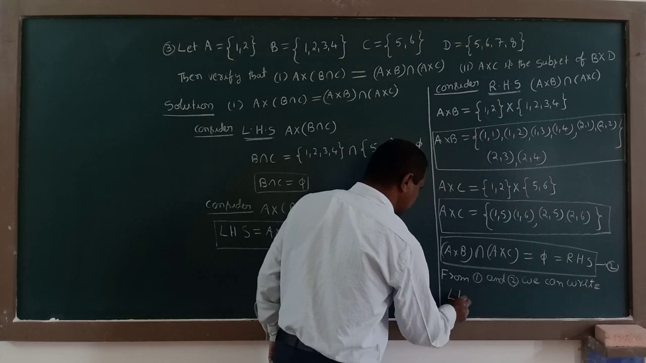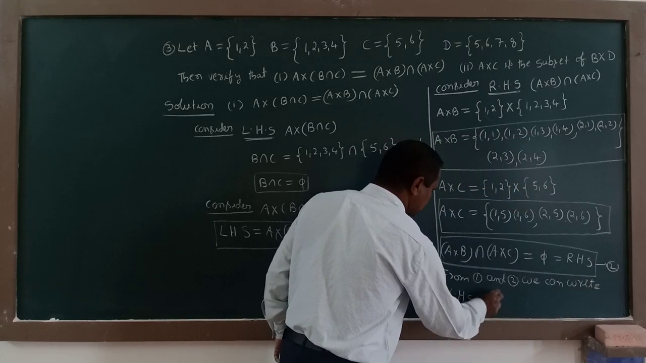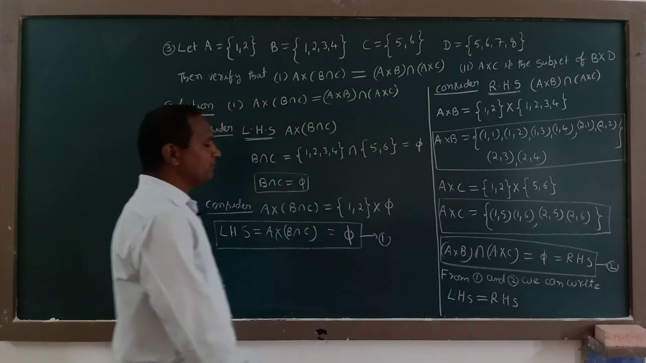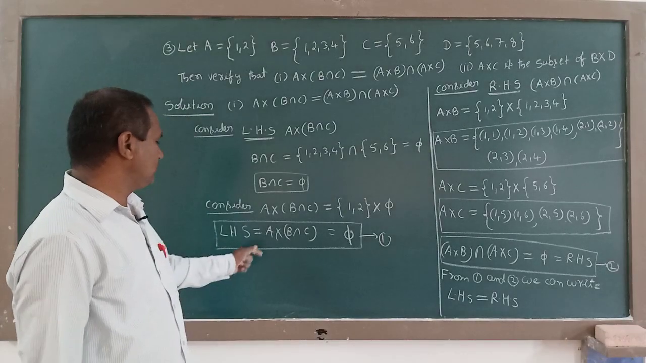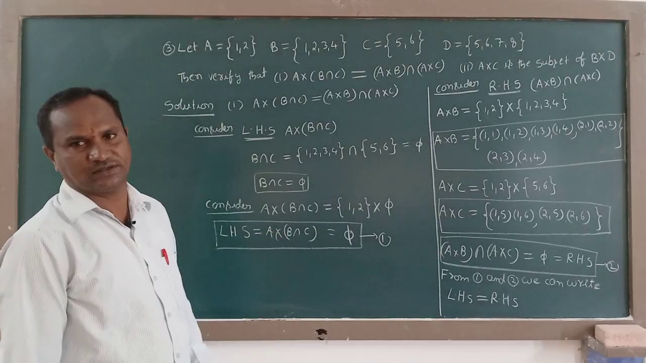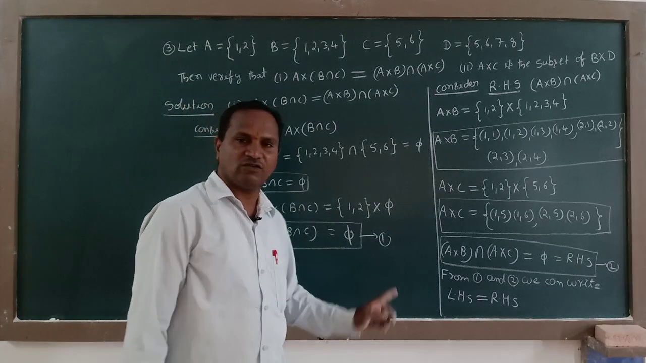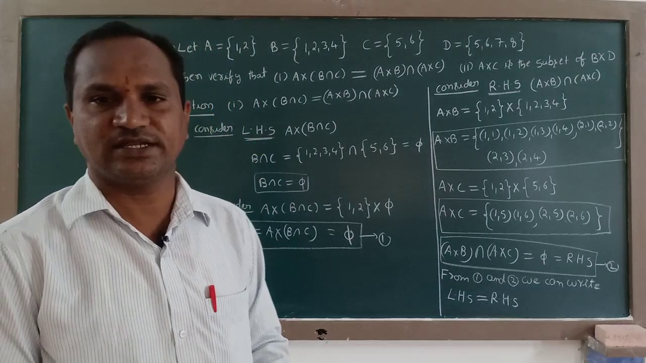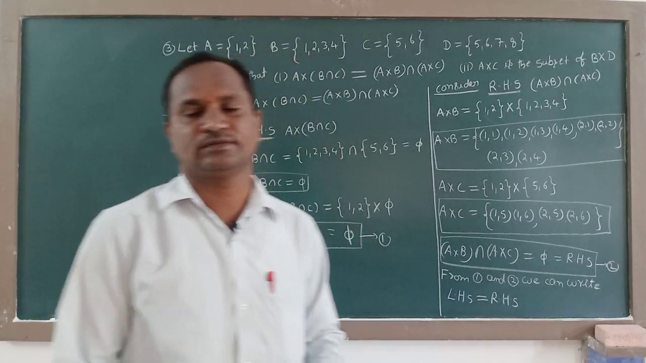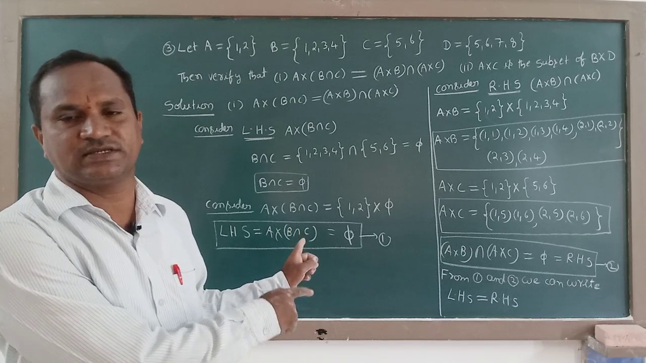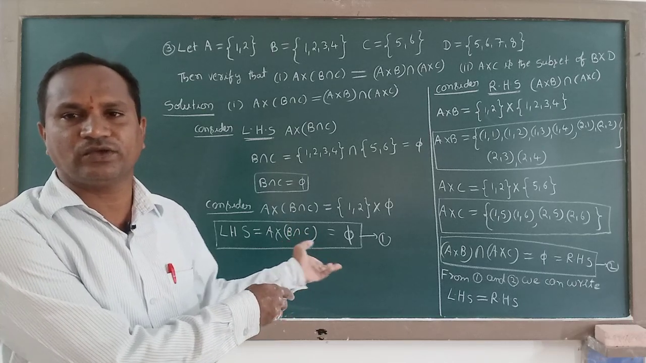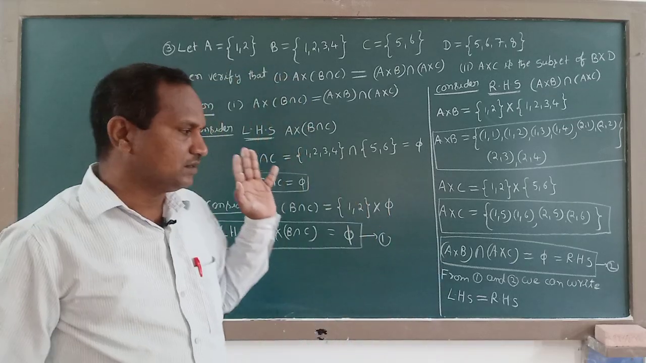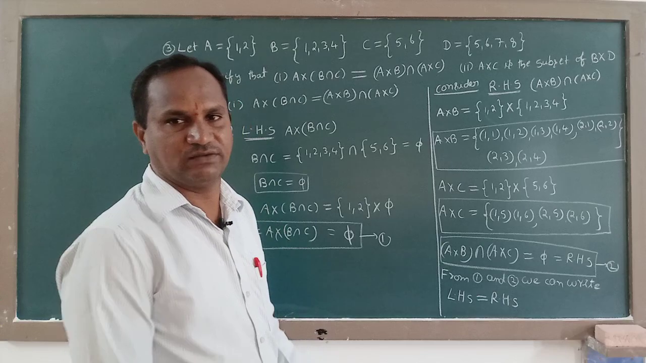LHS is equal to RHS. Therefore, A cross (B intersection C) is equal to (A cross B) intersection (A cross C). The LHS is A cross (B intersection C), the RHS is (A cross B) intersection (A cross C). But for these two we got the same solution, the same set, the null set. That's what we finally got, and we have written here LHS is equal to RHS. We are now going to solve another question.